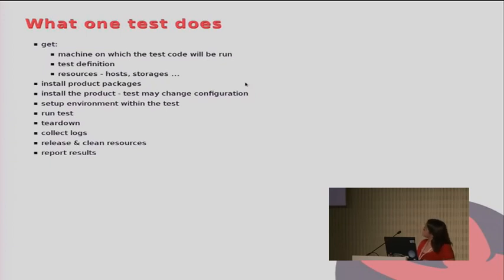So what does one such test do? It must get resources. You don't want to run your test on the same machine on which your system will be deployed, because quite often you will want to, for example, reboot this machine and test what will happen. So you have to get a machine on which you will run this test code. You have to get the test definition. You usually keep it in a repository like Git. And you need the resources. The real resources like bare metal hosts or virtual machines or some kind of storage.